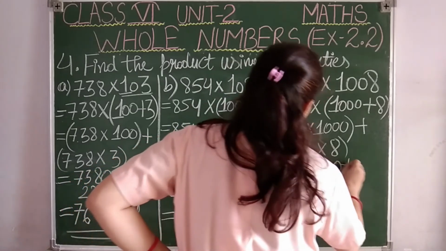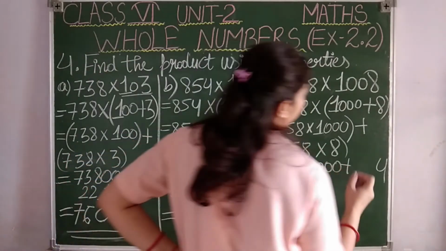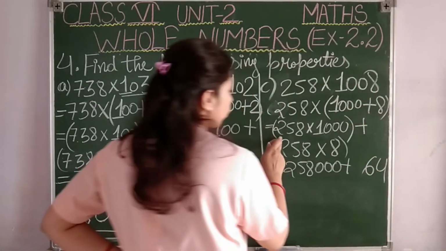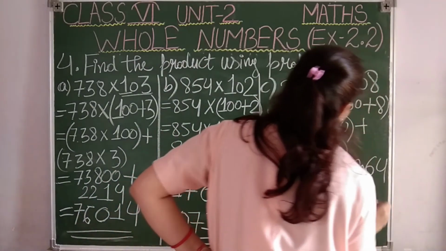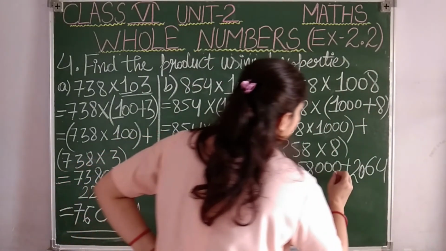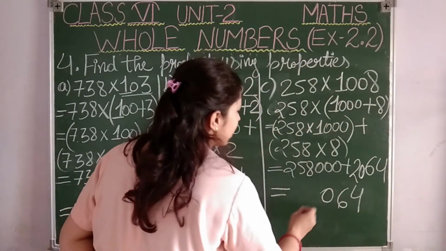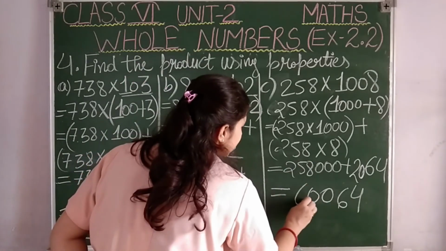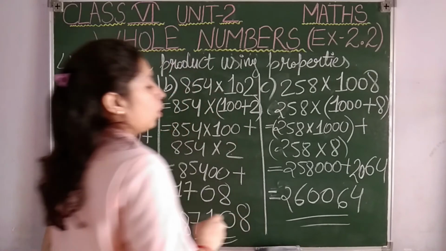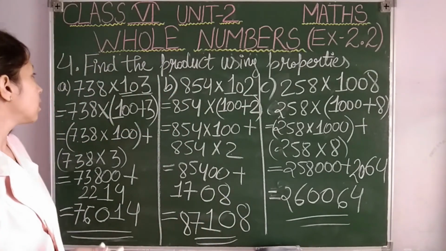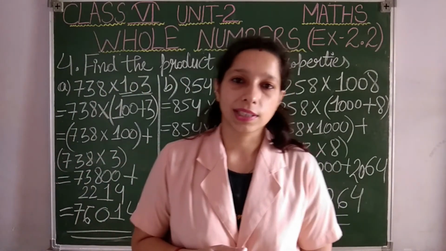258000 plus again 8 8s are 64, 6 carry over, 8 5s are 40, 40 plus 6, 46, again 4 carry over, 8 2s are 16, 16 plus 4, 20. So students, final add 0 plus 4, 4, 0 plus 6, 6, 0 plus 0, 0, 8 plus 2, 10, 5 plus 1, 6 and 2. Okay, so these are the answers for first 3 points of question number 4. I hope it is clear to you.